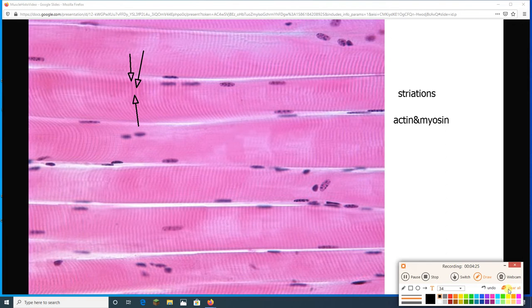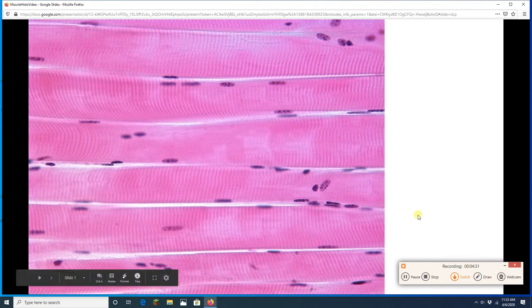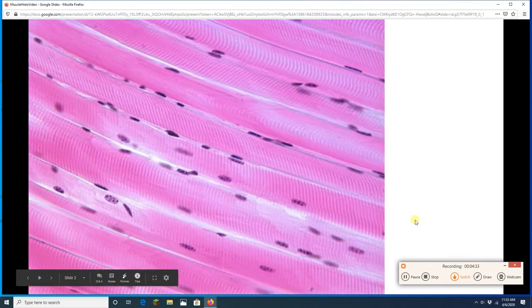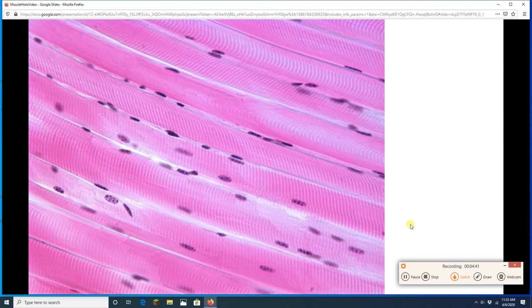All right, that being said, that's pretty much it for this guy. Let's keep going here. I have another one here. What I want you to do is pause this video and see if you can find out how many muscle cells are here. Can you see their nuclei? How many nuclei do you see per cell? And can you see the striations? So do that. Pause the video and totally do that.